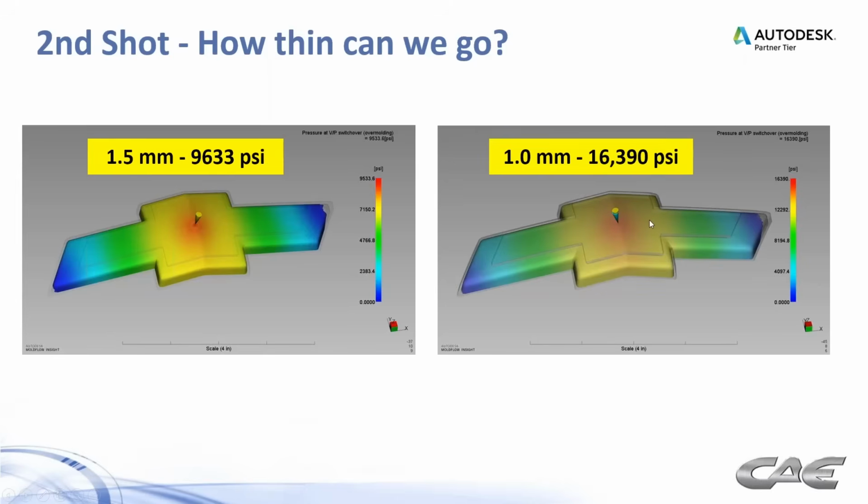Then don't forget the injection molding machine nozzle and the pressure drop that is included in that. So now we're in the danger zone here. So this is good information to have about whether or not we can actually go to the 1 millimeter.